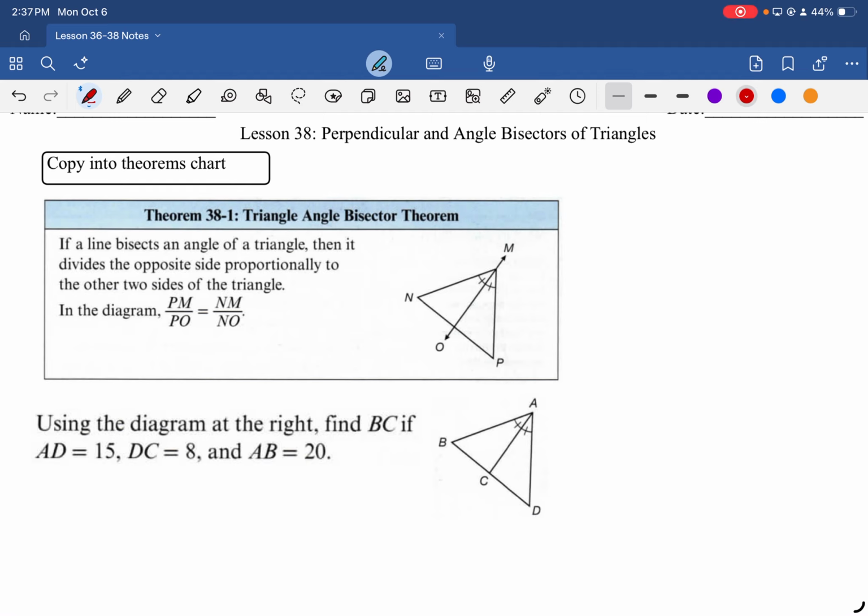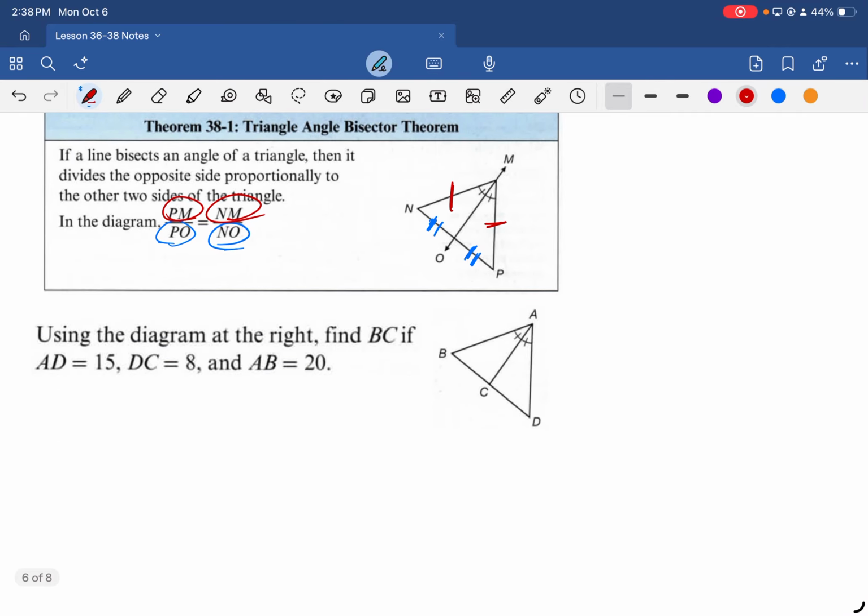They're saying that PM and NM go together, and that PO and NO go together. See right here? They're proportionate. So let's work a problem together.